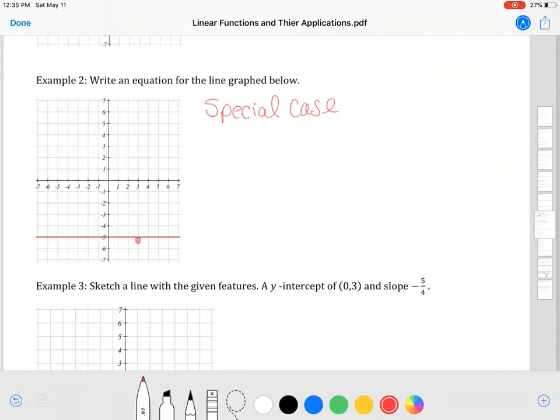If I just start picking points on here, I notice all my ordered pairs have a y value of -5. So the x value changes, but the y value does not change. So that tells me my equation should be y equals -5 because it's always a y value of -5.